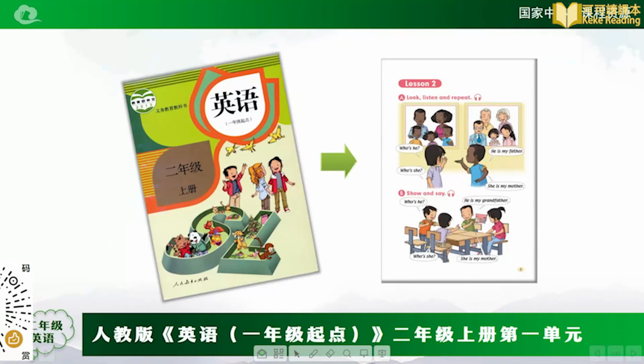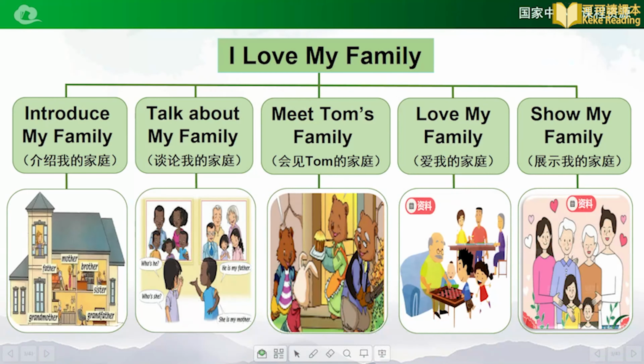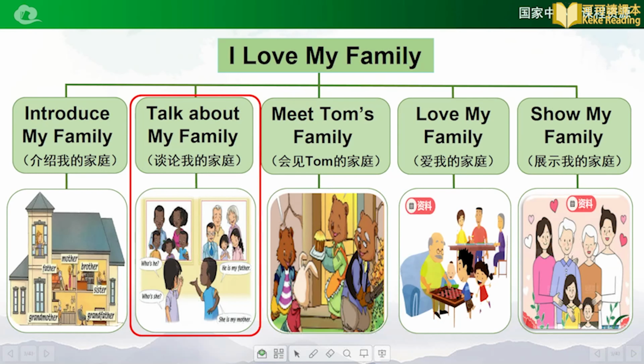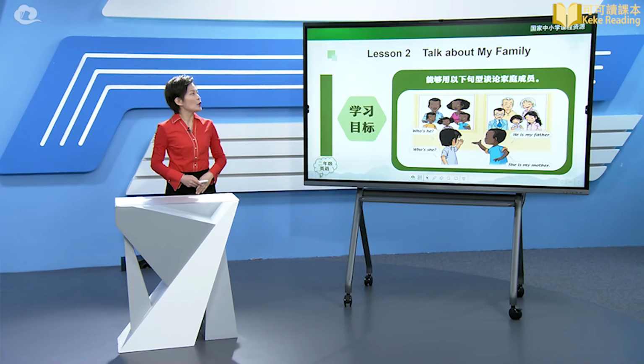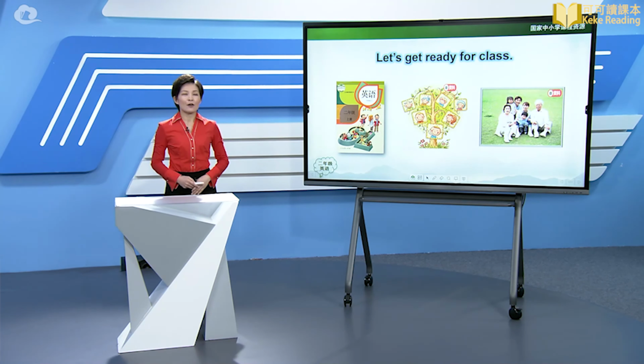Today, we are going to learn Unit 1, Lesson 2. 在第一课时，我们学习了有关家庭成员的英文词汇。今天，我们即将学习第二课时 Talk about my family, 谈论我们的家庭成员。希望通过本节课的学习，同学们能够用以下句型谈论家庭成员。Now, please get your book, family tree, or family picture ready.